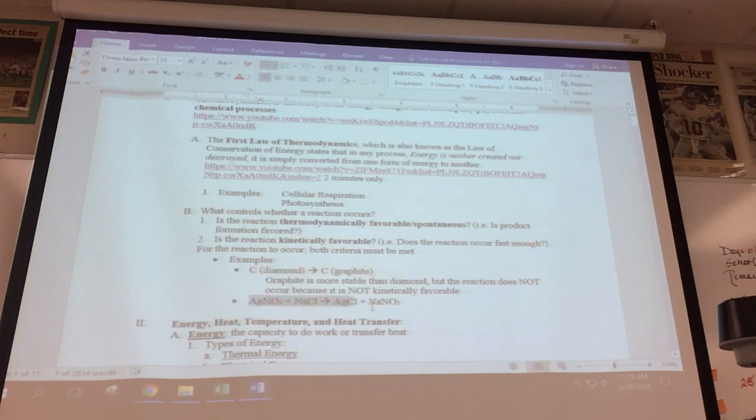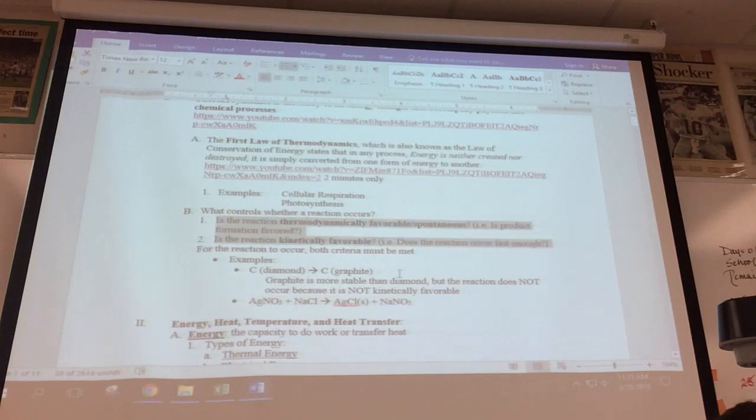In contrast, in a lab we ran earlier this year, we looked at silver nitrate and sodium chloride. We generated a white precipitate. So this would have been your solid silver chloride and sodium nitrate. And this reaction did occur without any assistance. It's both kinetically and thermodynamically favorable. So in order for a reaction to occur, it must be both thermodynamically and kinetically favorable.